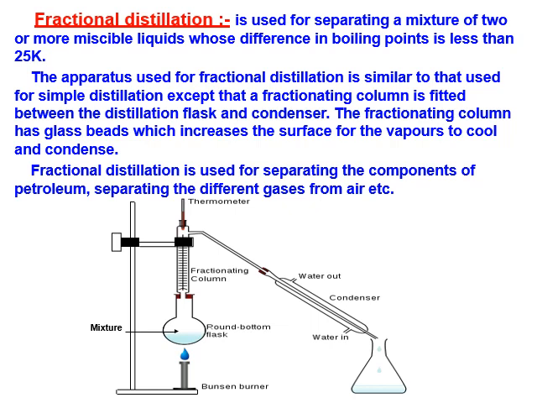The fractionating column has glass beads which increase the surface for the vapor to cool and condense. Fractional distillation is also used for separating the components of petroleum and separating the different gases from the air.